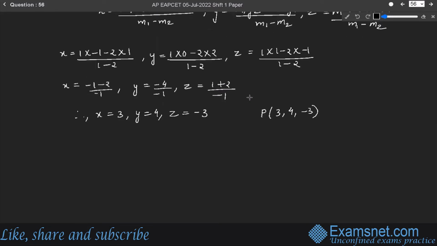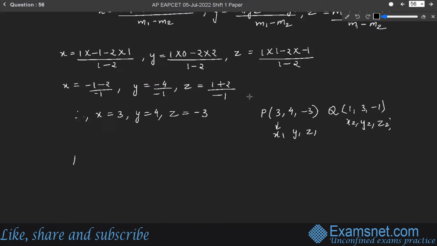And it is given in the question that point Q is (1, 3, -1). Now let these points be X1, Y1 and Z1, and let these points be X2, Y2 and Z2. We have to find PQ. It means that we have to find the distance from P to Q. So we have to use the distance formula here.